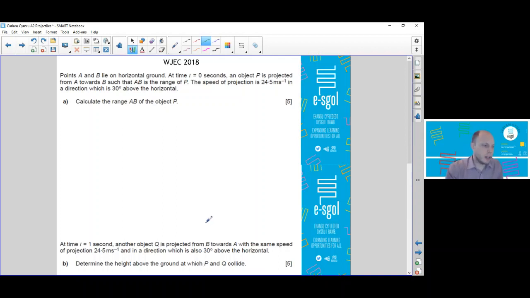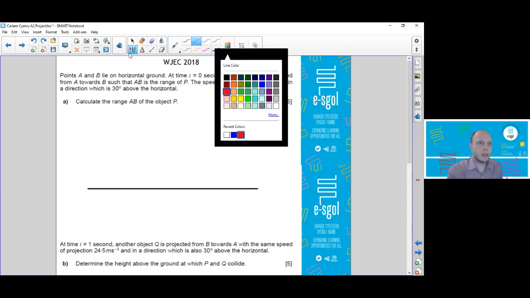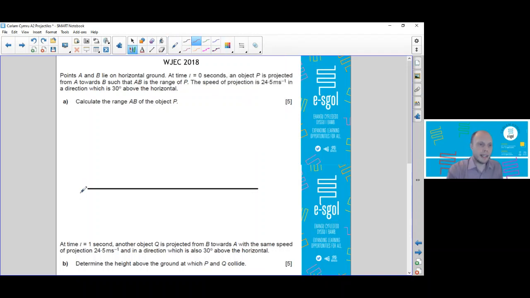Okay, so on this one we've got just one particle being fired to start with, and it's going to land at some point B. So it's starting from A and landing at point B. So A's over here. Oh, hang on, wrong setting. So A's there, B's there, and it's going to do that first of all.